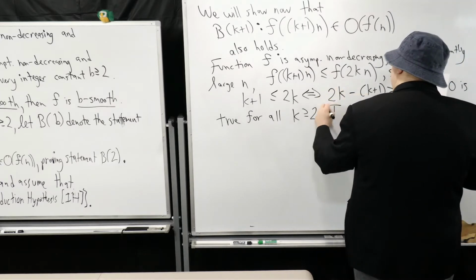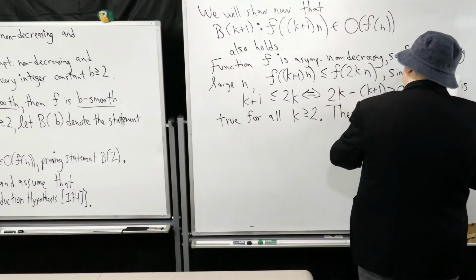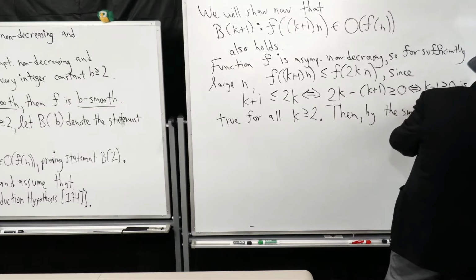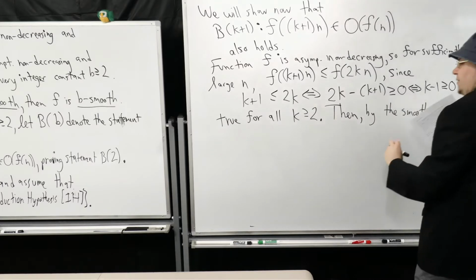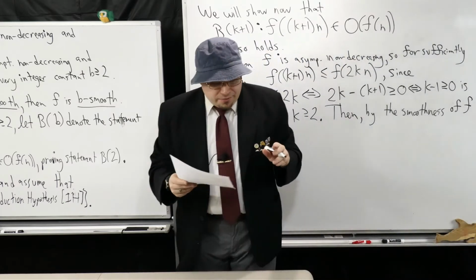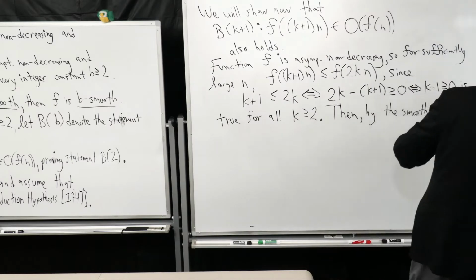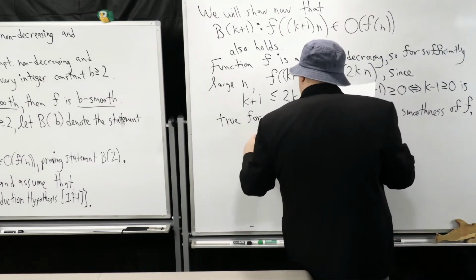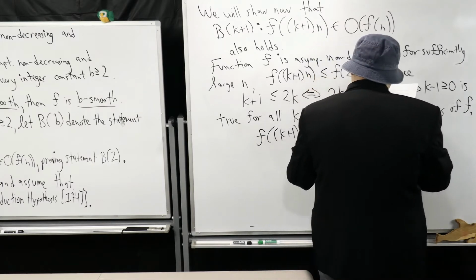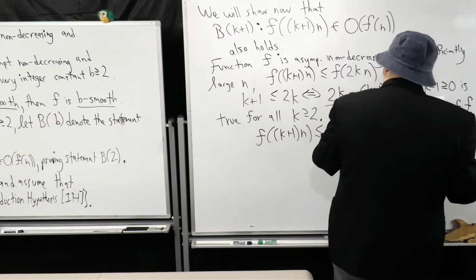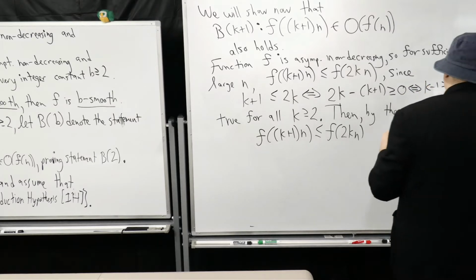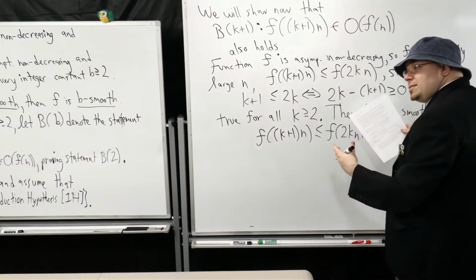So I'm going to invoke smoothness here. Then by the smoothness of f, we get the following property. f of (k plus 1) times n is less than or equal to f of 2kn, right? Because it's asymptotically non-decreasing, we know this inequality is going to hold for a sufficient value of n, which means that there exists an n0 such that this is going to work.